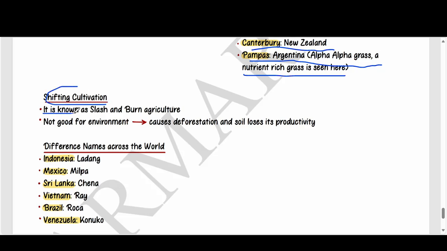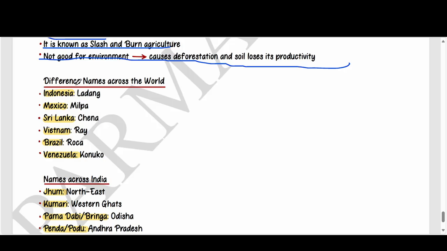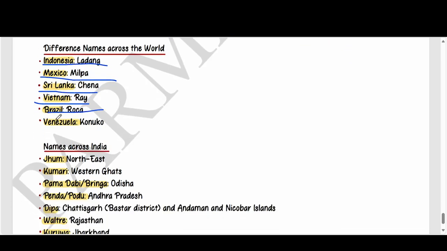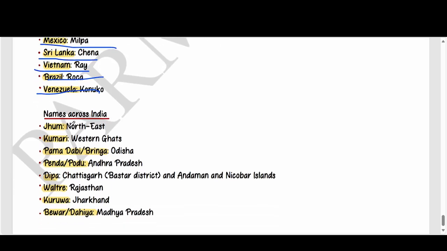Shifting cultivation is known as slash and burn. It is not good for the environment, as it causes deforestation and the soil loses its productivity. It has different names across the world: Indonesia, Ladang; Mexico, Milpa; Sri Lanka, Chena; Vietnam, Ray; Brazil, Roca; Peninsula, Konuko.